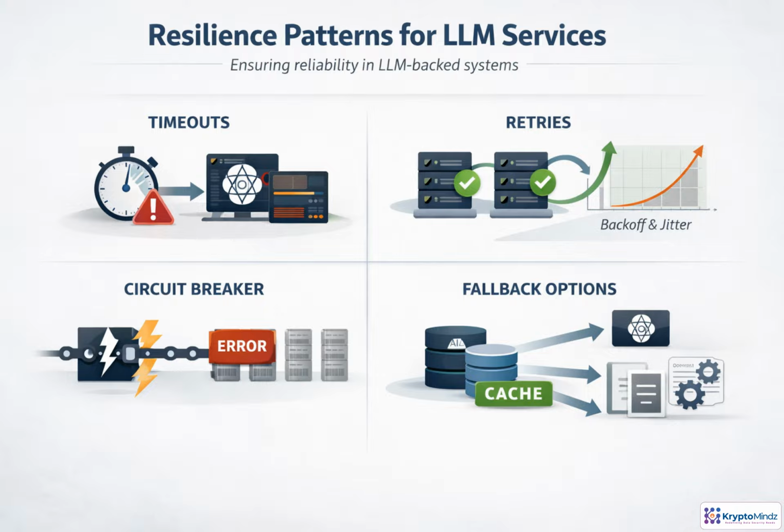Then design fallbacks in advance: a smaller model, cached answer, simplified rules, or graceful degradation. Resilience is not one feature. It is a chain of controlled failure decisions.